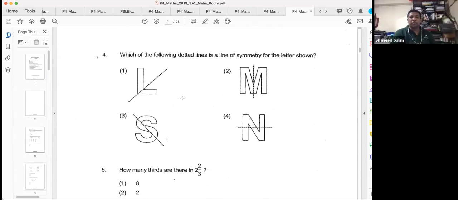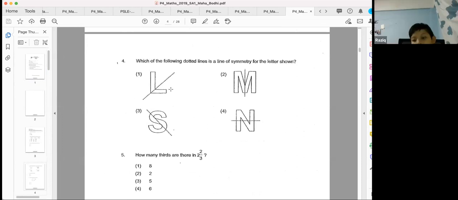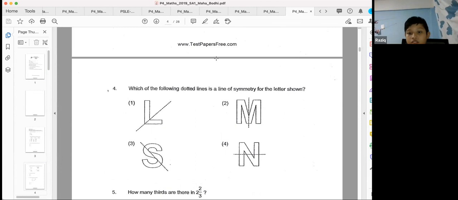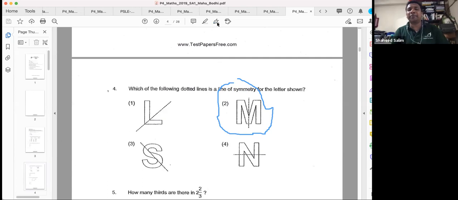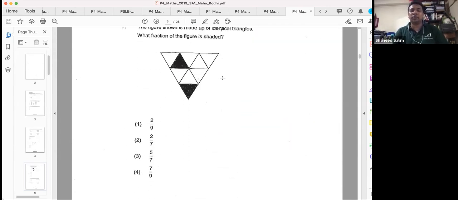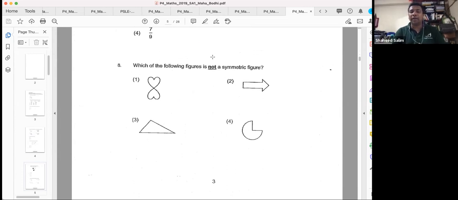Okay, yeah, this one. Which of the line is a line of symmetry? The first one. Which of the following dotted lines is a line of symmetry? Yeah, that's why, because there's not many different questions they can give you lah. Because alphabet, how many alphabet can they give you? This one. Which of these is not a symmetrical figure?